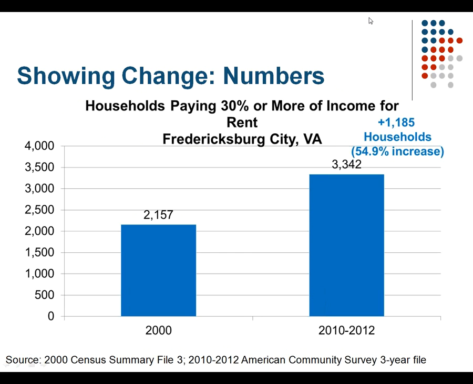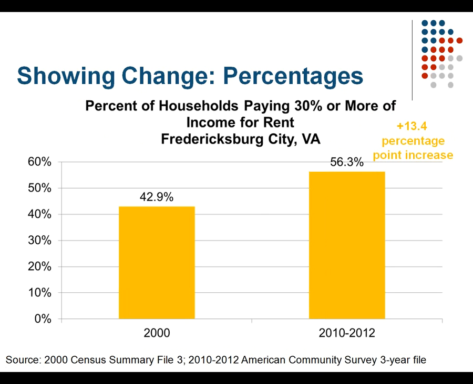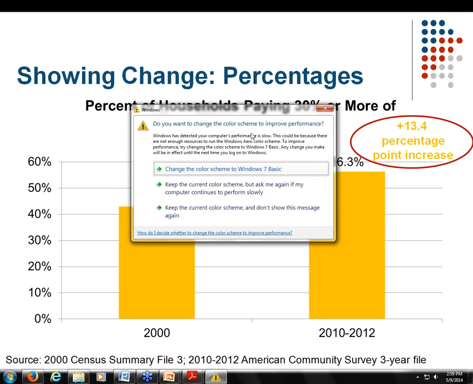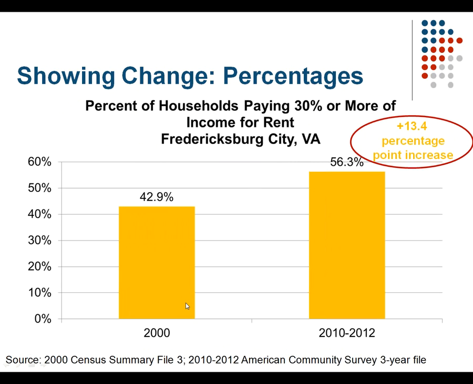So another thing you might want to show, though, is what's called a percentage point change. And I don't mean to make too big a deal out of this, but this is the same data shown with percentages. So in 2000, 42.9% of households were rent burdened. In 2012, it was 56.3%. So that is a 13.4 percentage point increase. See, that's a little bit different, and that may be what you want to show.